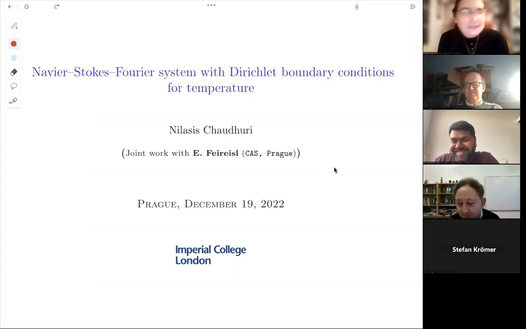And let me say that he did his master thesis with Professor Maitili Ramaswamy at Tata Institute. Then he moved to Berlin and he did his PhD thesis with Eduard Feireisl. And then he moved to Imperial College as a postdoc. He's a postdoc of Evelina Zatorska. And today he will speak about the Navier-Stokes-Fourier system with Dirichlet boundary condition for temperature. So please.